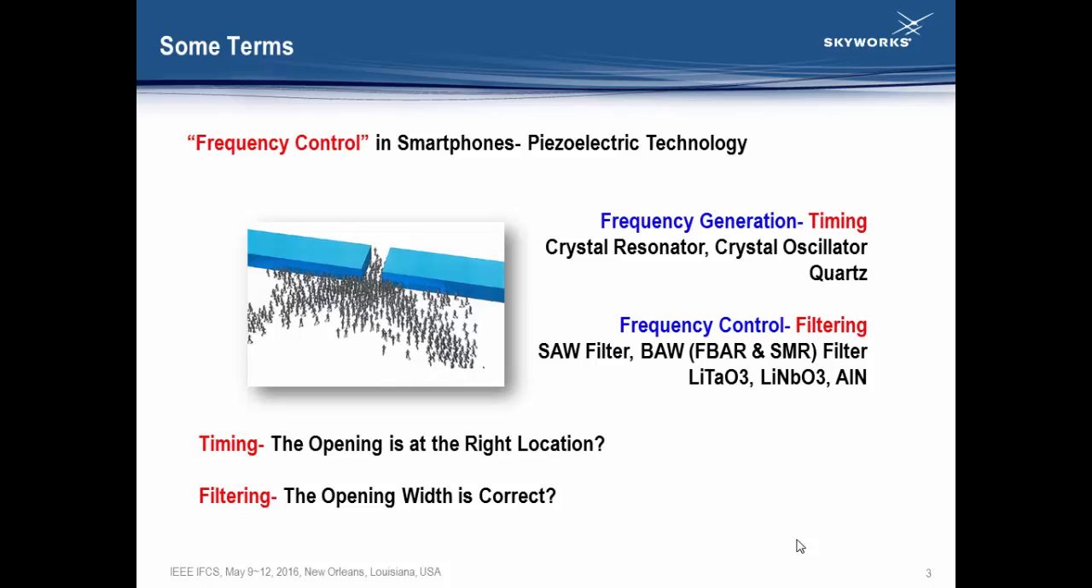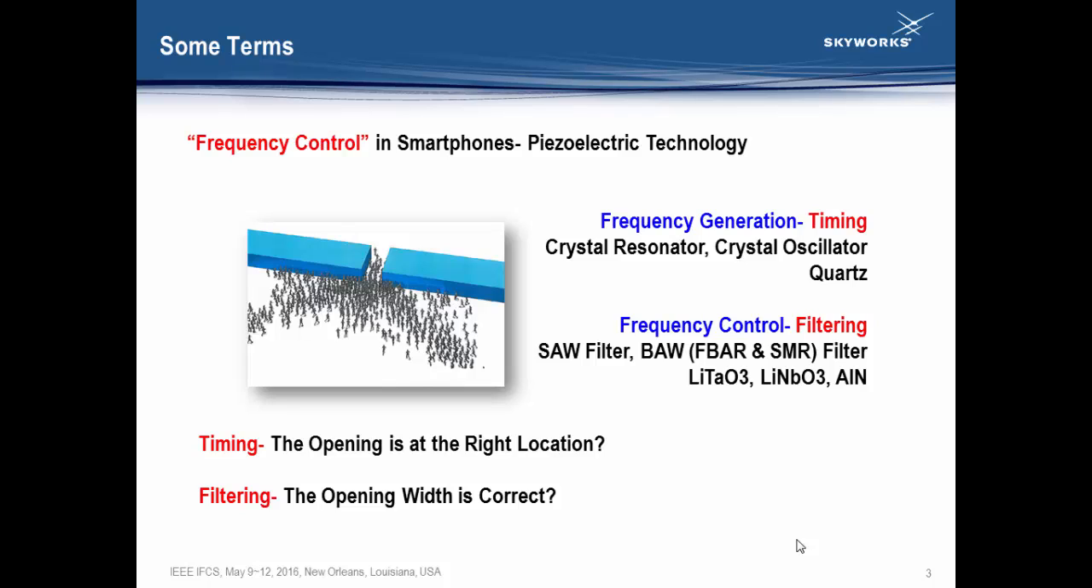Frequency control in smartphones, I focus mostly on piezoelectric technology inside smartphones. There are some clock generators and things like that inside smartphones. I'm not going to consider that for now. For me, frequency control has two facets. One is frequency generation, which I call timing. Usually you have crystal resonators, crystal oscillators, and the base material is quartz. And there's a frequency control part of it, which I call filtering. And of course, there are SAW filters and BAW filters. BAW filters cover FBAR and SMR. And the base materials are lithium tantalate, lithium niobate, or aluminum nitride thin films.